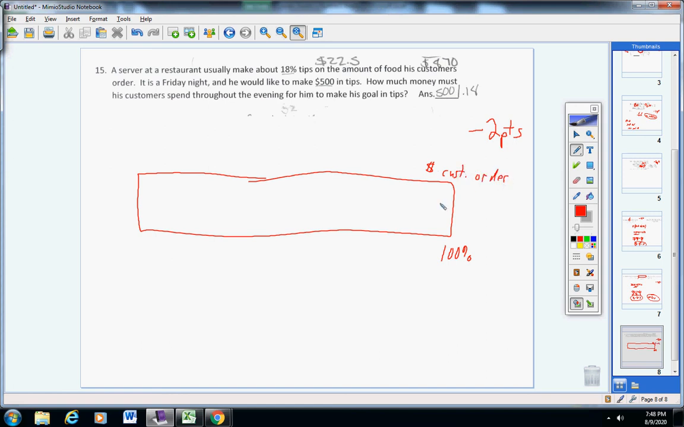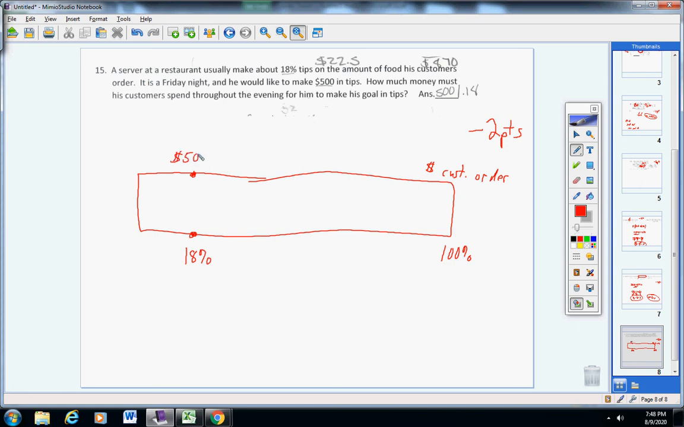Okay, now out of that, you get how much percent? 18. So here's 50, here's 25. So 18% is about right here. Okay, right there. So you want your 18% to be how much money? Right here. You want to make $500 in tips. And what are your tips? Your tips are 18%. So, right here.